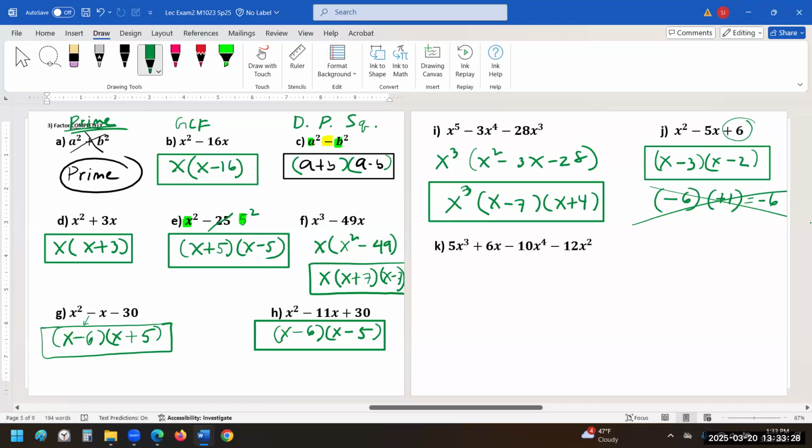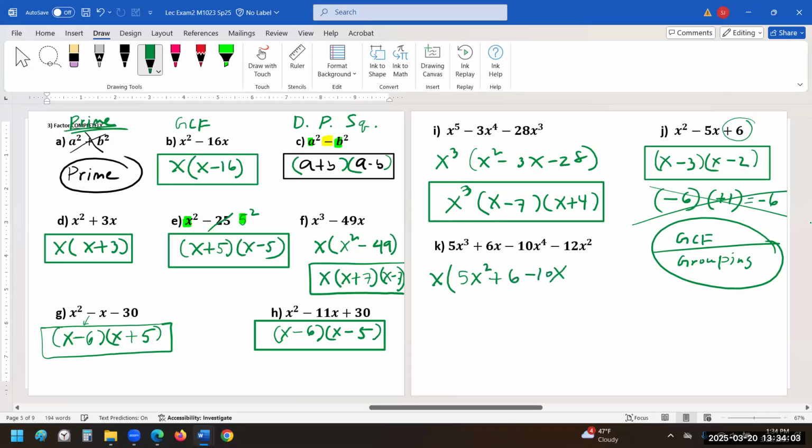So 2 terms, 3 choices. 3 terms, 1 way: direct factoring. And now we have 4 terms. So first we're going to pull out the GCF and then grouping. We have X in common. We pull out the X. You're left with what? 5x squared plus 6 minus 10x cubed minus 12x.